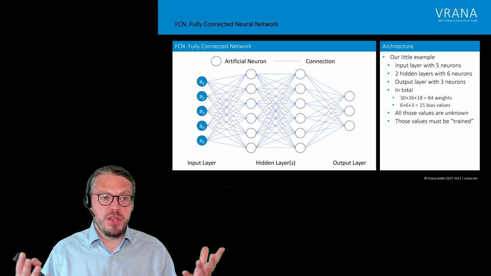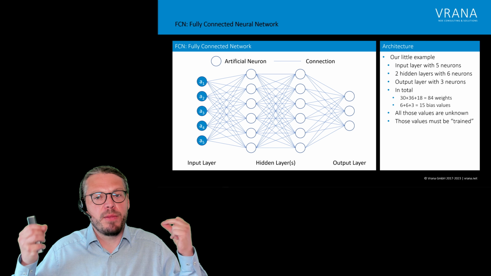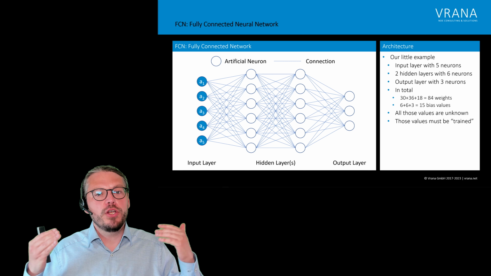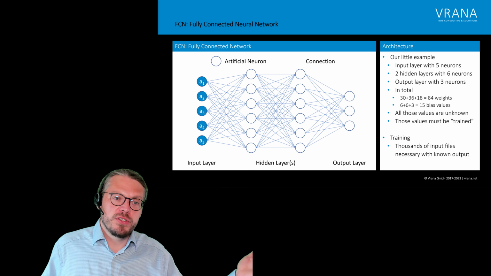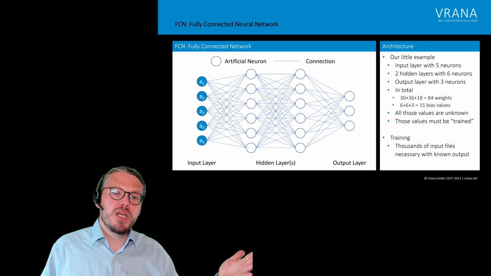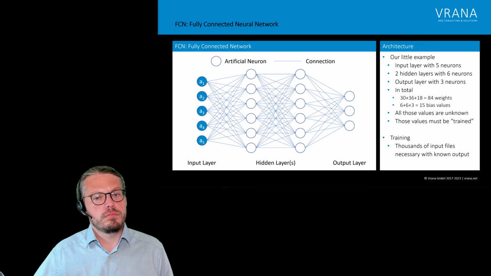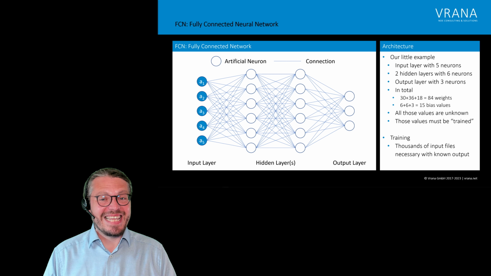Those are the unknowns of this mathematical equation. And those unknowns need to be trained. For the training, what we do is, actually, we need thousands of input files. And for each input file, we need to know what the output is about. And that's how we determine those 99 values. Now, that's a little example.